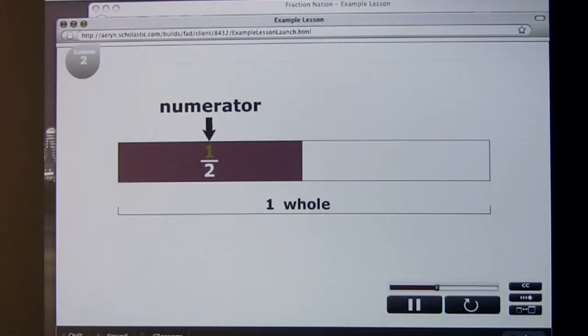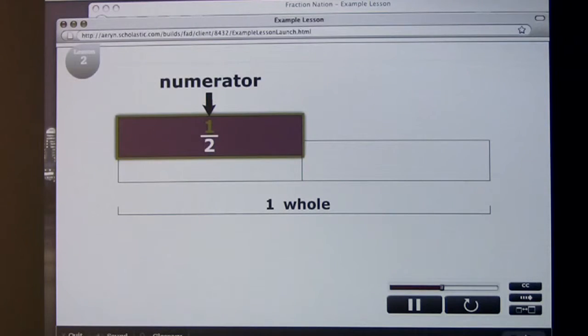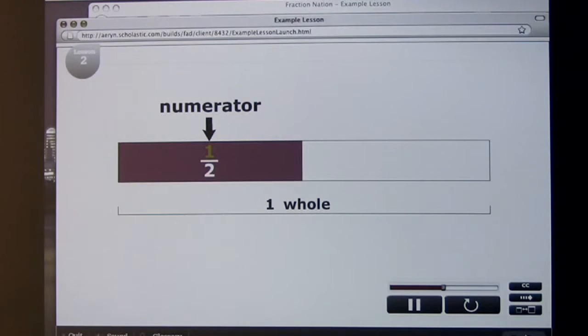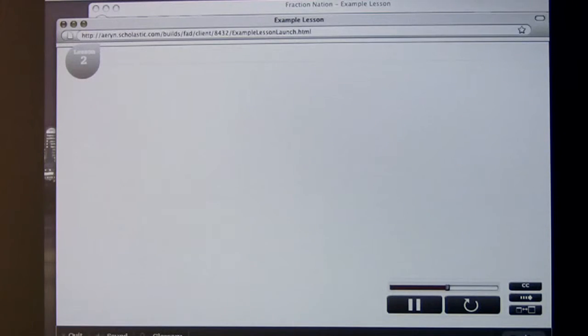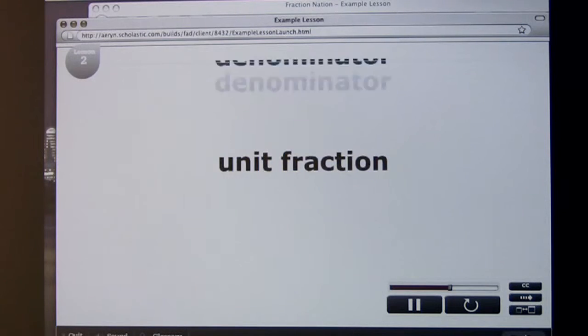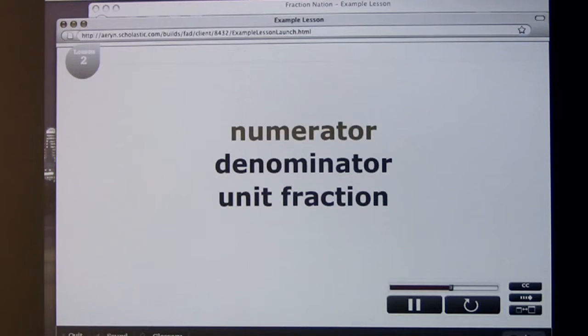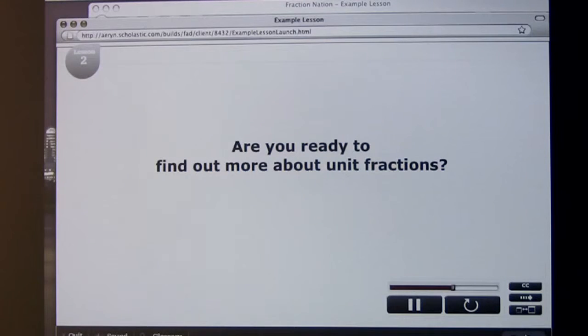Let's go back to the numerator. The numerator tells the count of the equal pieces. Here, the numerator of 1 means we are counting one of the 2 halves. When a numerator is 1, we call that a unit fraction. These words are in the glossary anytime you want to review them. Unit fraction, denominator, numerator. Are you ready to find out more about unit fractions? Click the Go On button when you are ready.